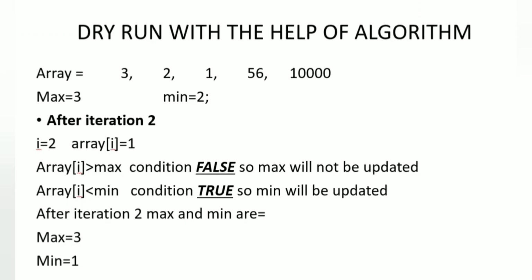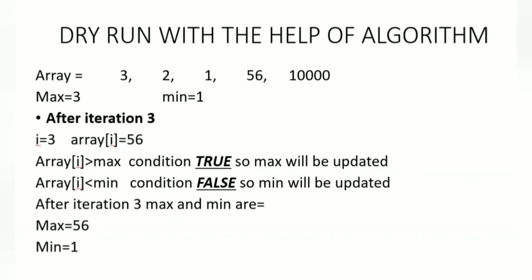Let's see iteration 2. In iteration 2, i is equal to 2, means array of 2 is equal to 1. Again check. Array of i is greater than max, means 1 is greater than 3. Condition false. So max will not be updated. Now array of i is less than min, means 1 is less than 2. Yes. So min will be updated. After iteration 2, max will be 3 and min will be 1.